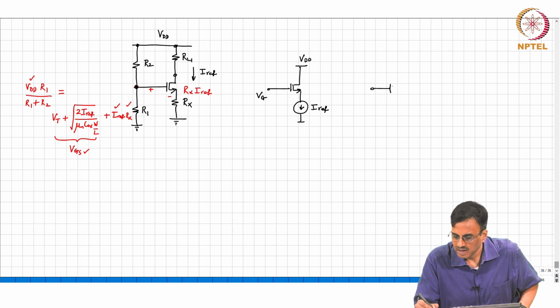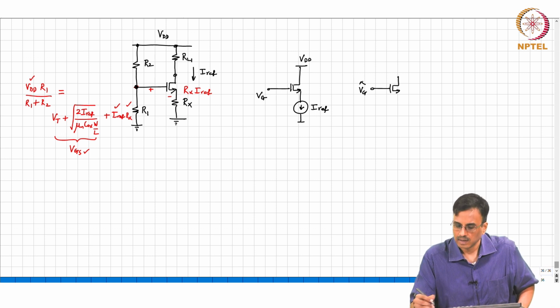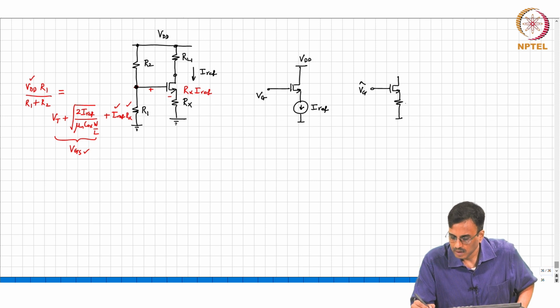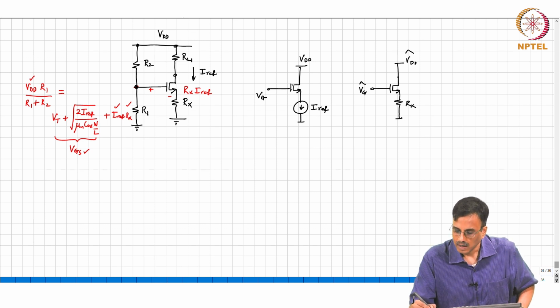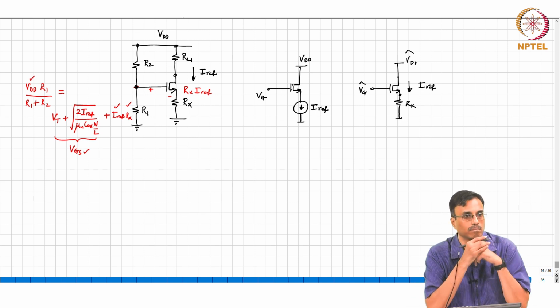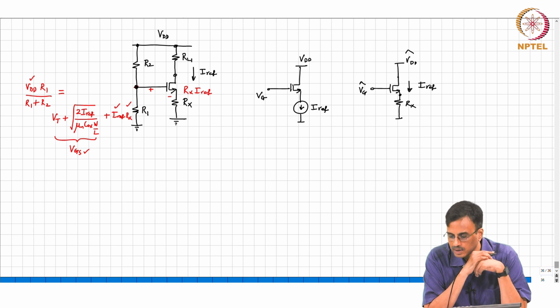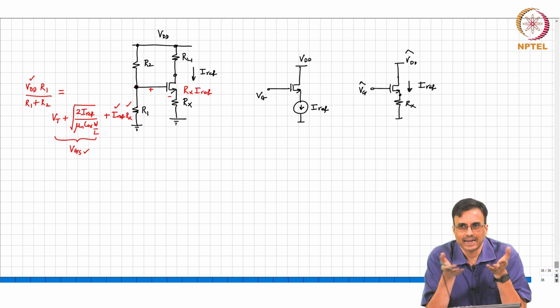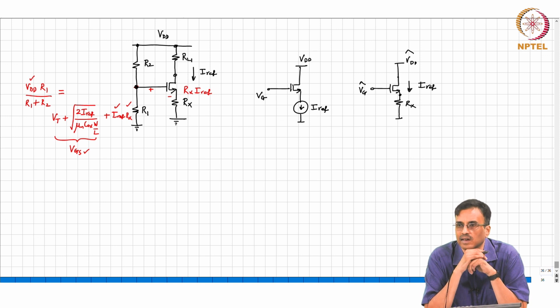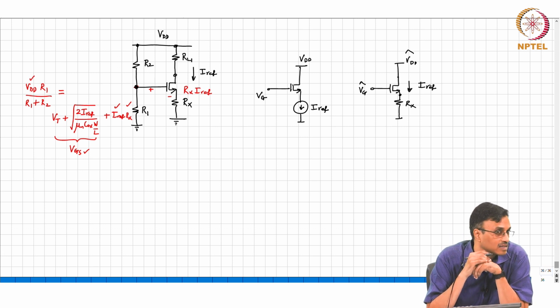Now we have some other Vg, which we call Vg hat, we have some Rx, and this is going to some large voltage VDD hat. Let us say this is also drawing IREF. If you are in the lab, what experiment can we do to understand if that Rx is large enough?